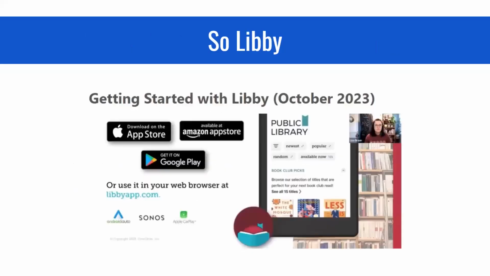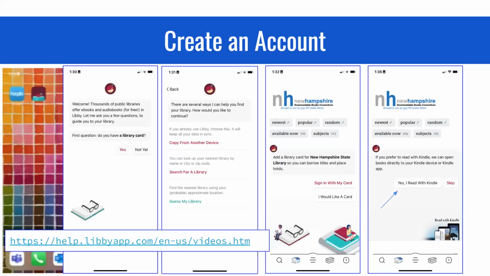So to start with Libby, you can download the app either through the Apple Store, Amazon, or Google Play, or you can use it on your web browser at libbyapp.com. If you're doing the app, here's what you do. You download the Libby app, which is the little reader right here. And then you get this first window, which asks if you have a library card. Hopefully you do.